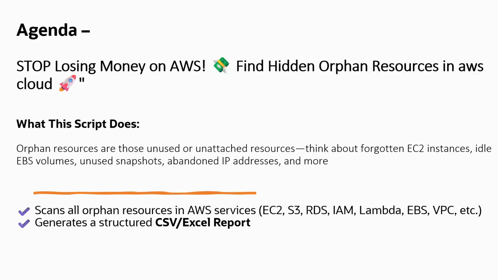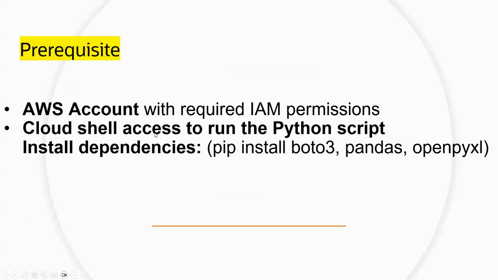What it does is scan all the orphan resources in AWS services like EC2, S3, RDS, IAM, Lambda, EBS, VPC, and many more. And then it will create an Excel report. Okay, so if you want to run this script, what is actually needed as a cloud architect or cloud engineer? And if you don't work in the cloud also, you can run this script.